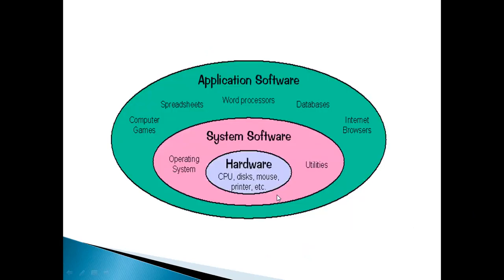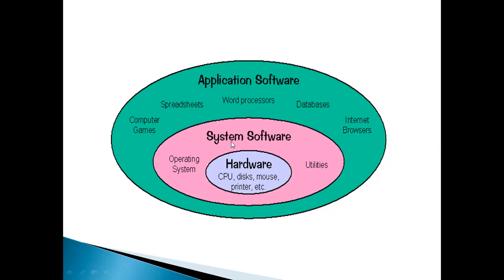Just go through this diagram. There are three important layers in it. The core, inside layer is the hardware. Hardware means peripheral devices like CPU, disk, mouse, printer, keyboard, etc. This is the base layer. Now just imagine that you have hardware in front of you. Can you work on that hardware? You can work on hardware only if it has system software installed on it. So hardware has a layer of system software.